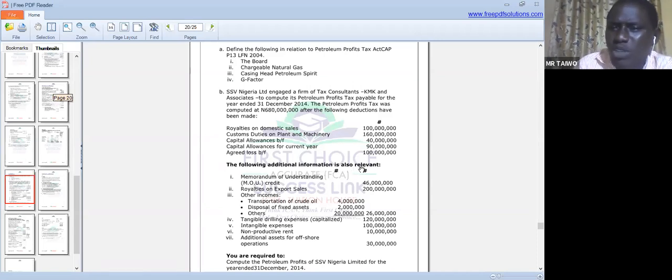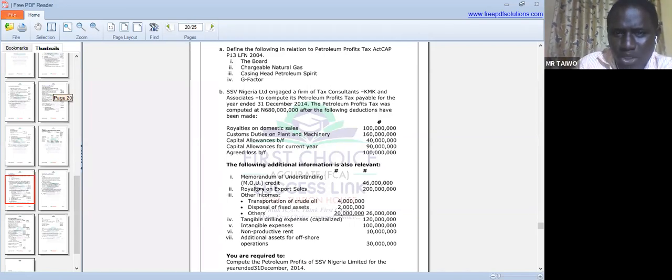The following additional information is also relevant. Look at the following additional information. He said MOU. Now this one is having MOU. That's joint venture now, under the tax offset. I told you, it cannot be PSC or MOU. MOU is under joint venture. Now, I told you that they will give you that MOU.